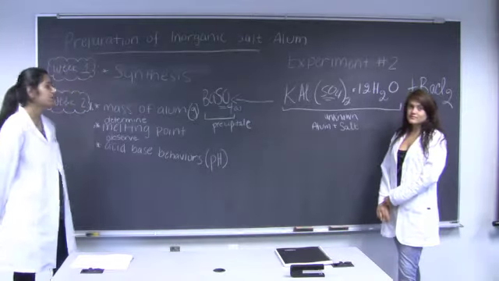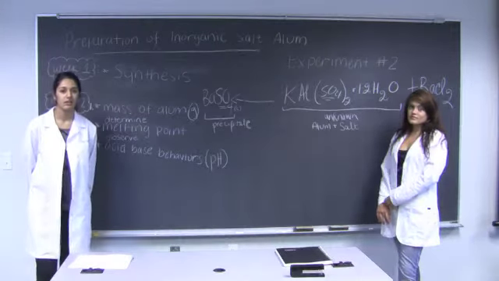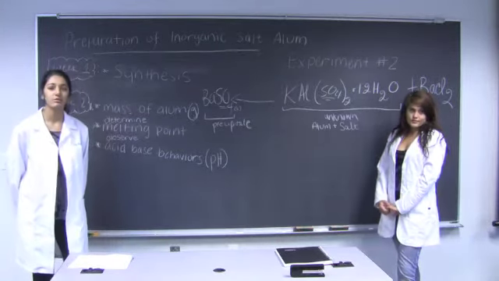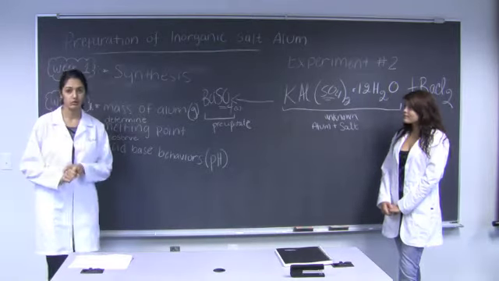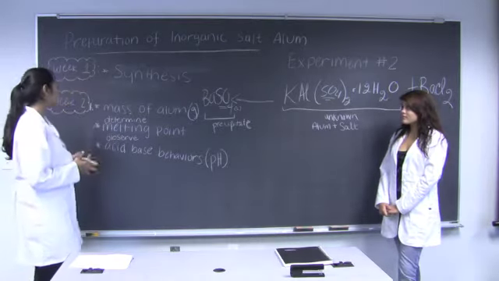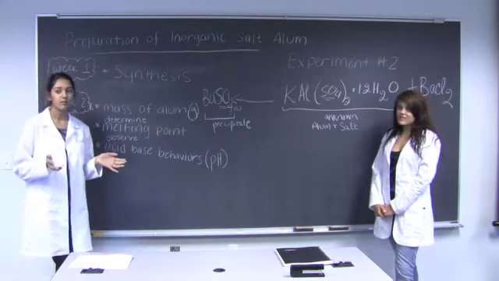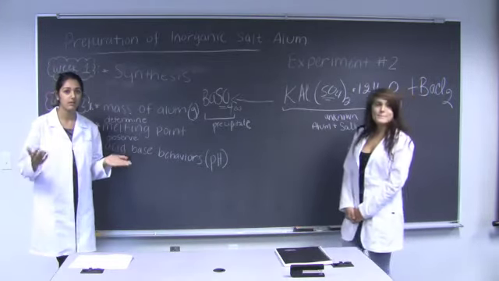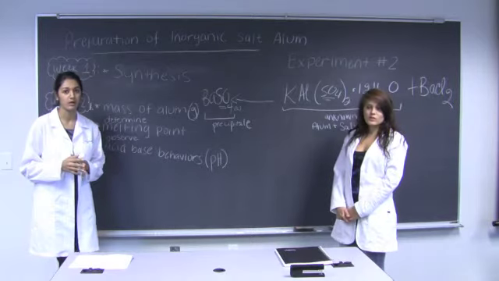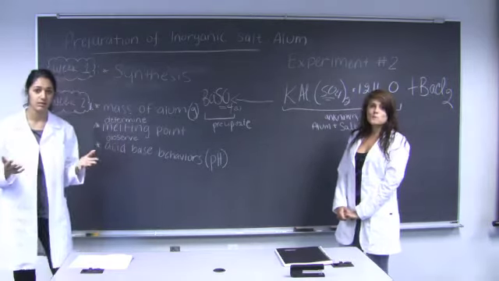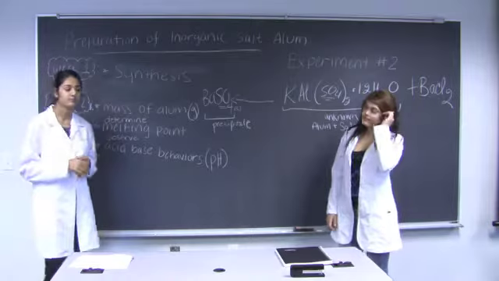Experiment number 2 is a preparation of alum, which is an inorganic double salt. It's a double salt because it contains potassium and aluminum. In week 1, we'll be synthesizing the alum. What is synthesis? Synthesis is a process going from reactants to products through either several reactions or just one. In this case, we'll be going through several steps to get to our final product.